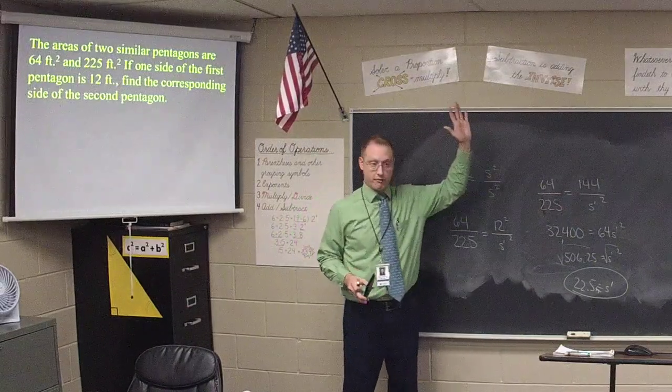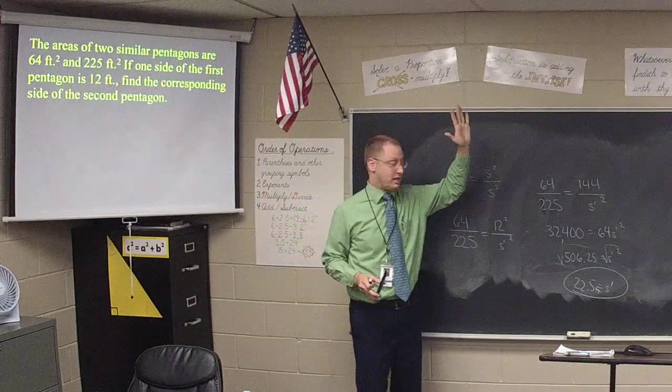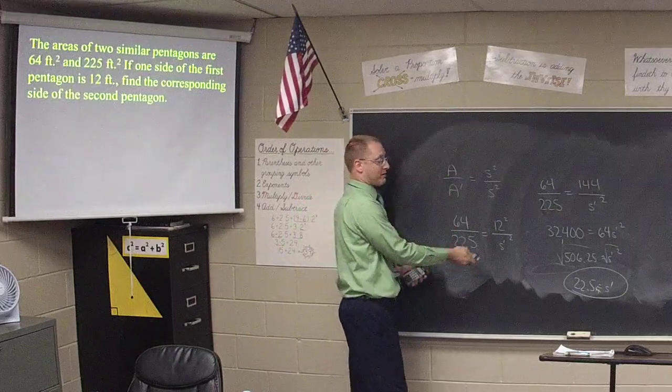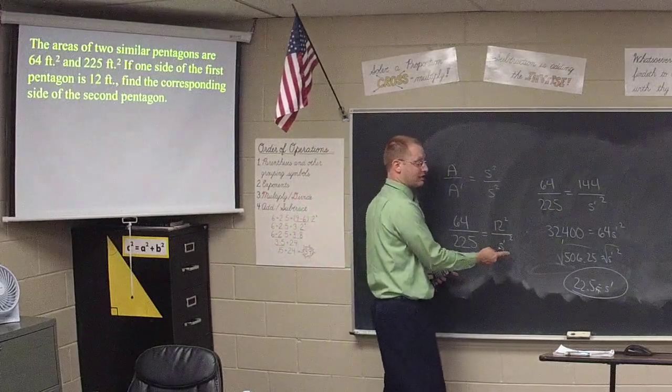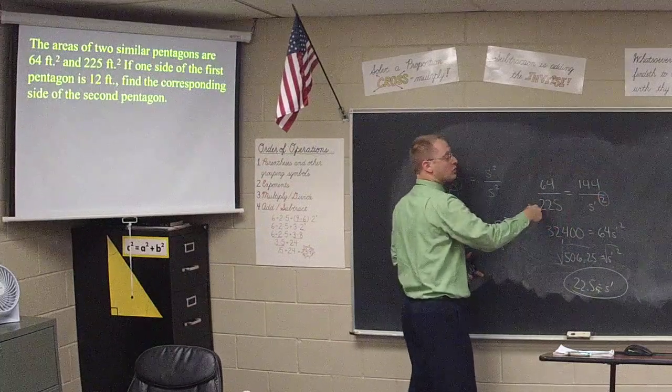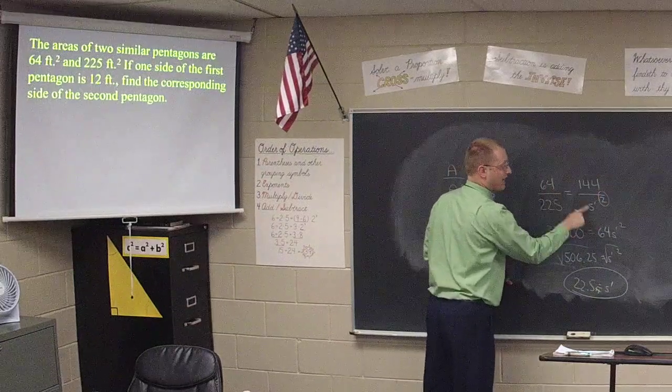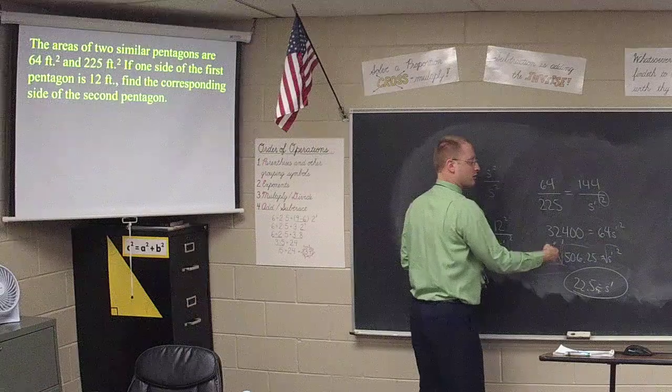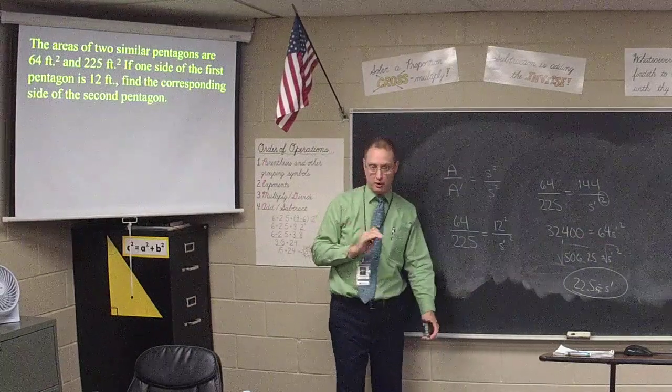How many got 22 and a half feet? Again, you say 64 is to 225 as 12 squared is to s prime squared. Now realize, don't lose that square, that's important, so that when you cross multiply, that's 64 s prime squared, which means we have to take the square root at the end. There is a quicker way though.